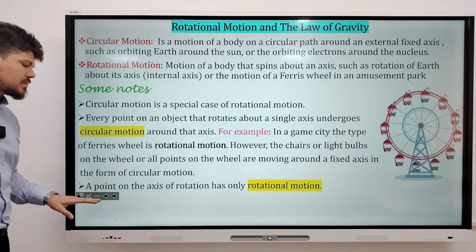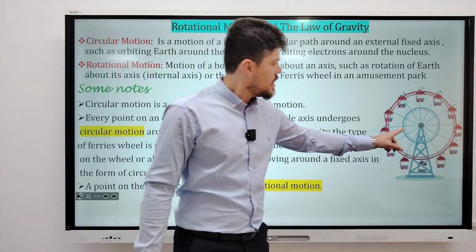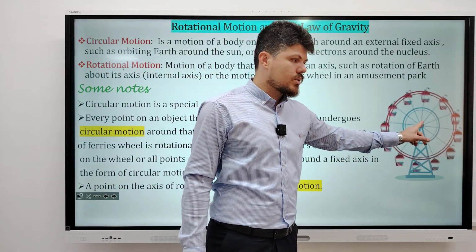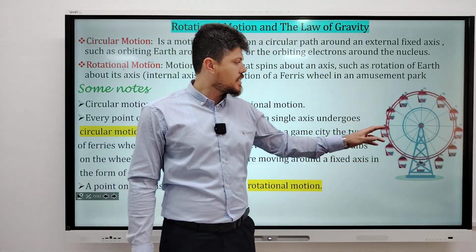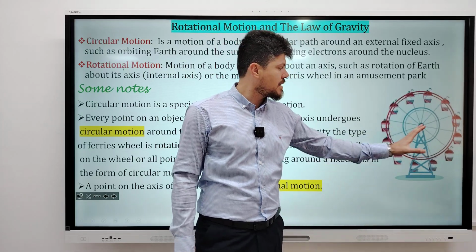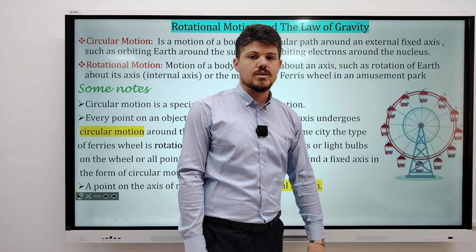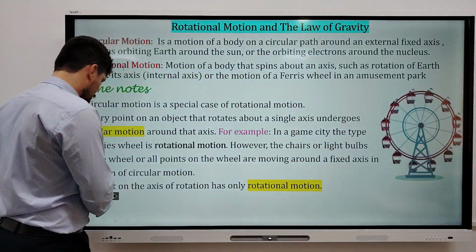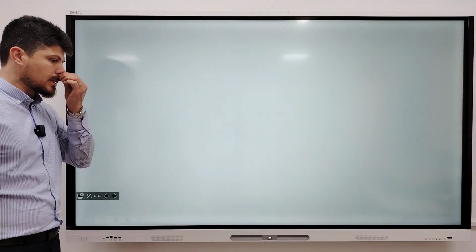So a point on the axis of rotation has only rotational motion. This point located on the axis of rotation has only rotational motion. It is not a circular motion. But any other point on the rotating object undergoes a circular motion. So that is why circular motion is a special case of rotational motion.